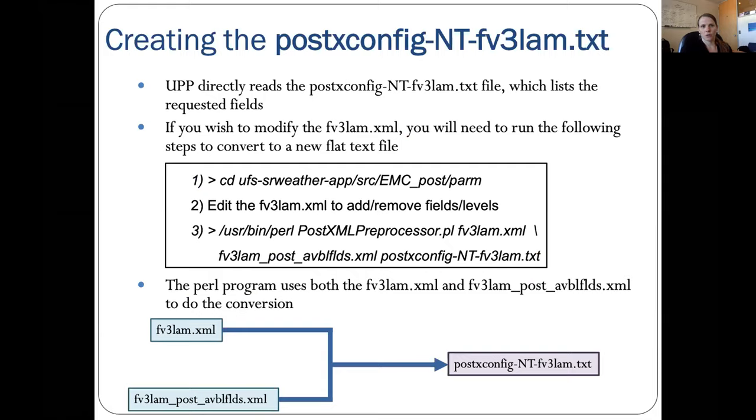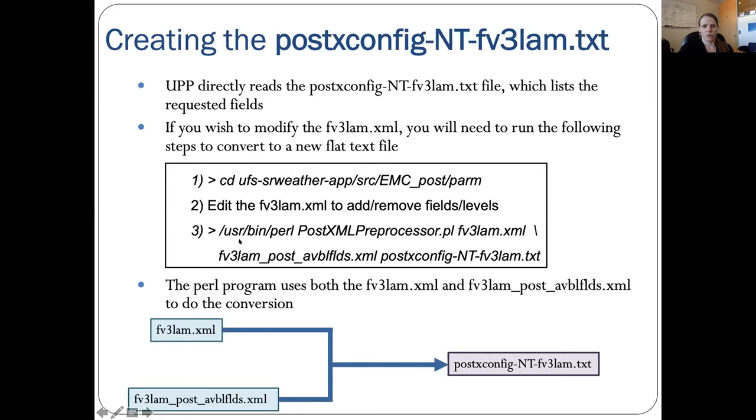All right, so how do you actually create that flat text file that UPP actually reads? So this file, if you want to modify or customize your UPP output, then you would want to modify your fe3lam.xml. And to do that, you'll need to run the following steps to convert to a new flat text file that contains these changes. So you would cd to your parameter directory. You would then edit your fe3lam.xml to add or remove fields or levels. I suggest making a copy of this XML in case you make any mistakes before you edit it.